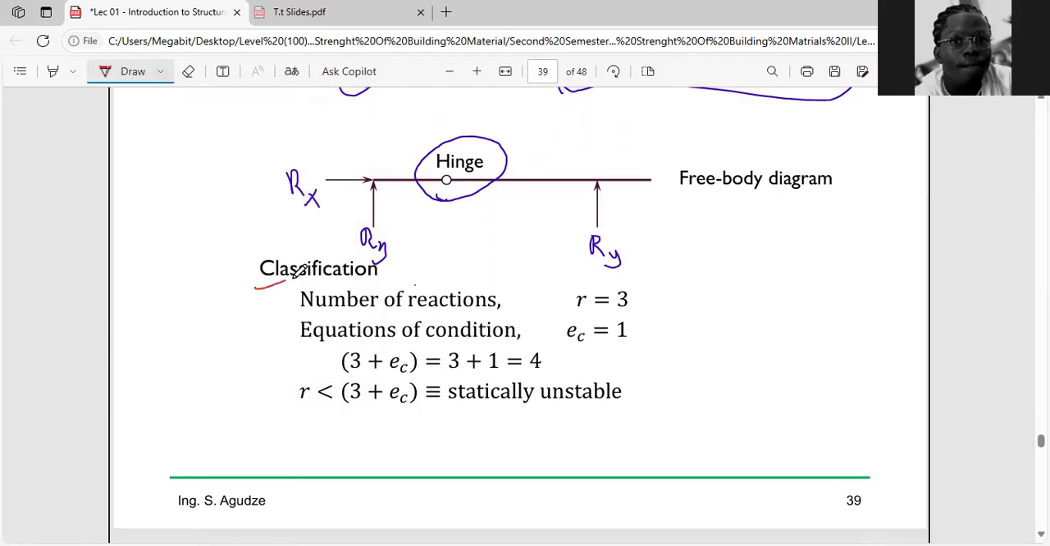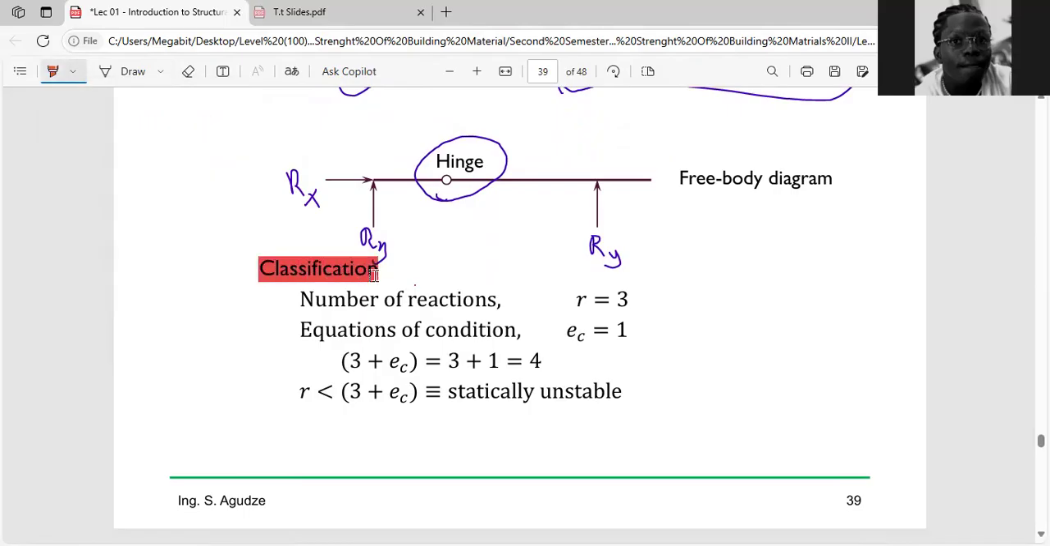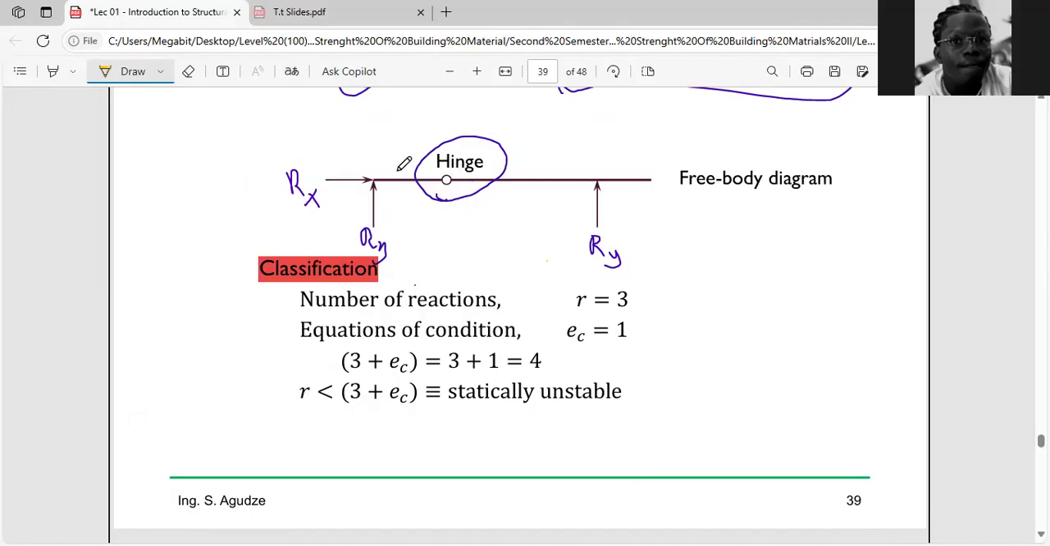In our classification, the number of reactions is equal to 3. And equation of condition becomes 1, because we can only see one in it. In the whole of this structure, there is only one of this. That is why I've written equation of condition, EC, is equal to 1. Bear in mind, this is a very big point. You always have to remember and add that as part of your classification. If you fail to do so, you'll be penalized. It will cause you to lose marks.